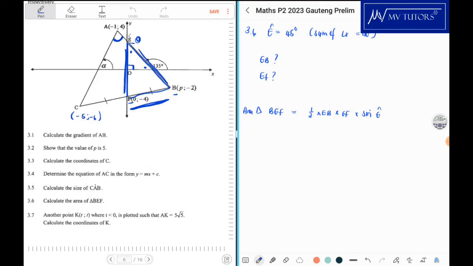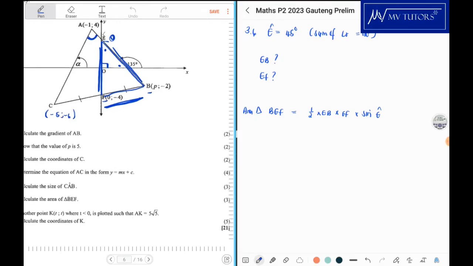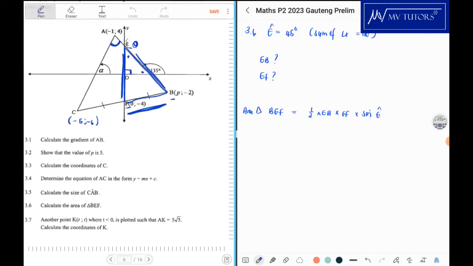By the way, if you have a simpler way of doing this, because this is only 3 marks, please do comment below for others to adopt. I'm just going to go about it the long way.